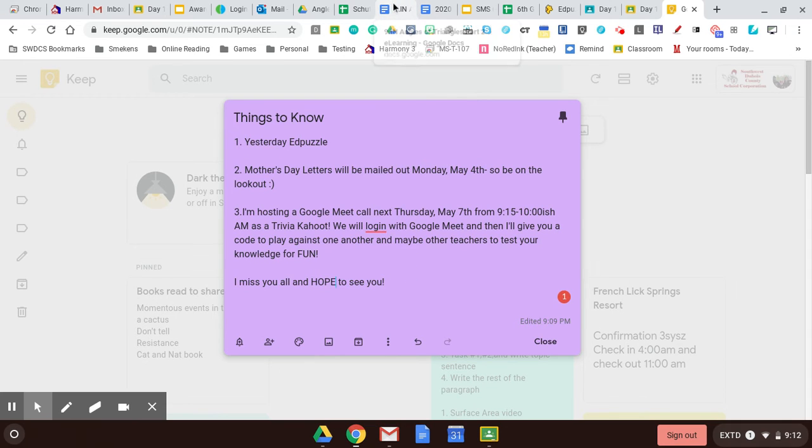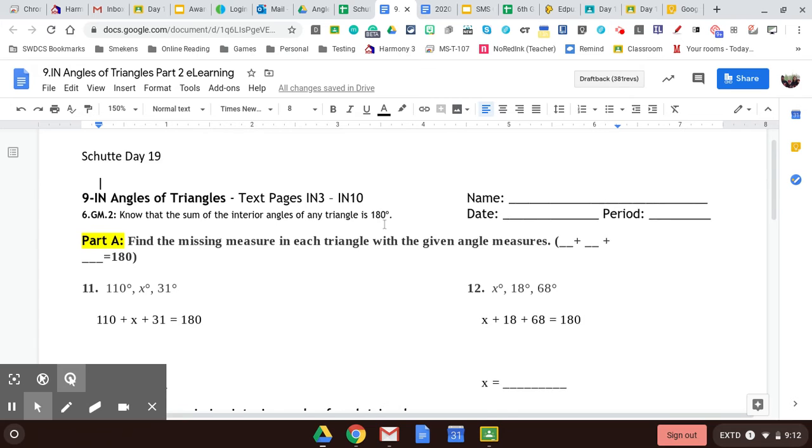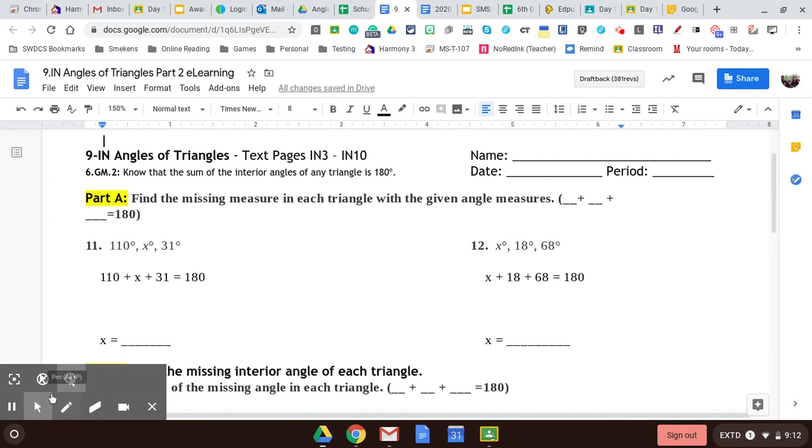Now back to day 19 e-learning. Okay, so we're talking about triangles again. This is part two of practicing finding the missing angle for triangles. Okay, let me scroll down a little bit.